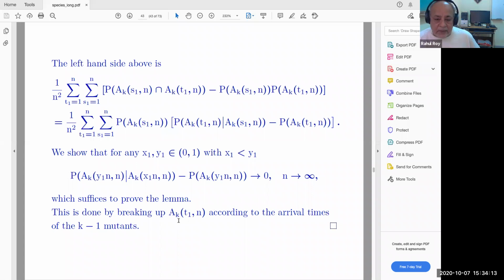And the way we do it is by breaking A_k^{t1,n}. Remember, A_k^{t1,n} is a mutant which comes in at time t1, and by time n, it has added k-1 many individuals to its site. Okay. So if you break it up according to the arrival times of the other k-1 mutants, then you can just play around with it, and you can get this result. Okay, so I'm not proving this, but I'll prove the whole thing later. And once we get this, then just the dominated convergence theorem will give us this lemma.